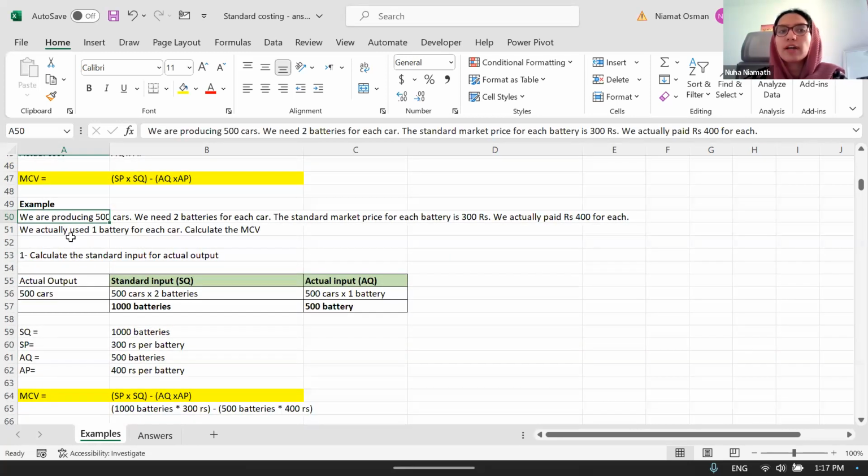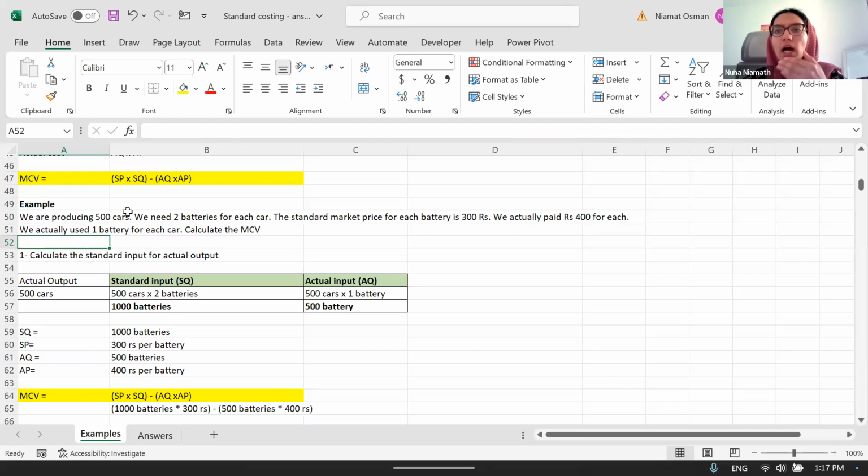We are producing 500 cars. So what is 500 cars? 500 cars becomes my actual output. We need two batteries for each car. The standard price for each battery is 300 rupees. We actually paid 400 rupees for each, and we actually used one battery for each car. Calculate the material cost variance. What is the question saying? Actual output is given to be 500 cars.